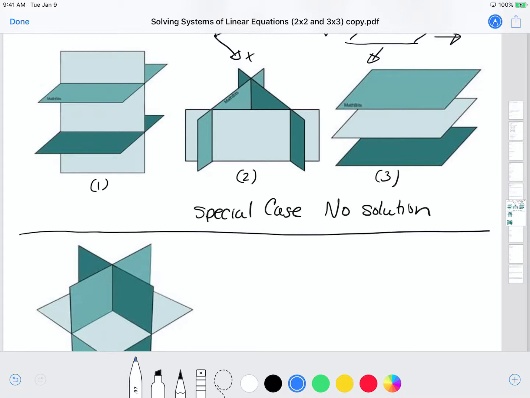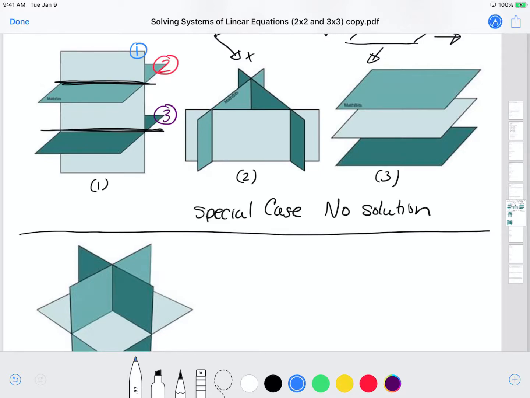So if I look at, we'll call this plane 1, plane 2, and plane 3. Planes 1 and 2 intersect right here along this line. 1 and 3 intersect along this line. But if you notice, 2 and 3 don't intersect. And in order to have a solution, they all have to intersect at least 1 point. So that's why this case is no solution.